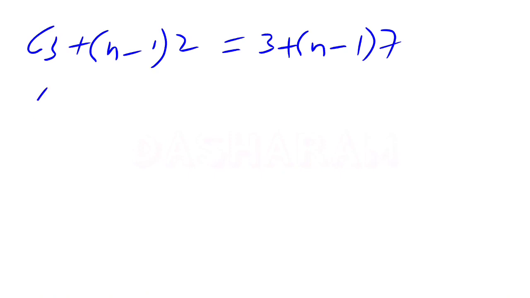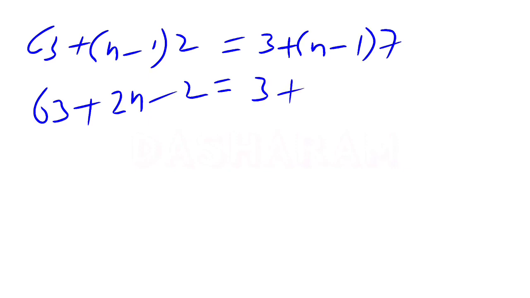So let's find out the n value now. n minus 1 into 2 means 2n minus 2. 3 plus n minus 1 into 7 gives 7n minus 7.